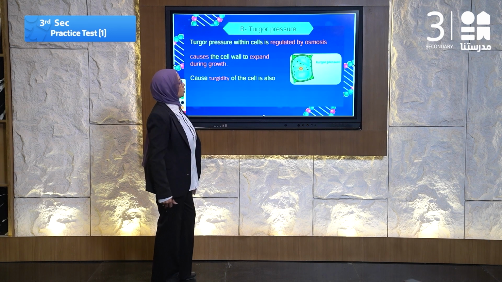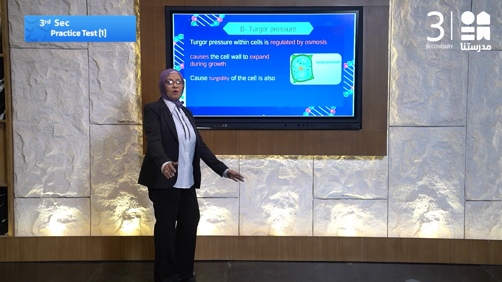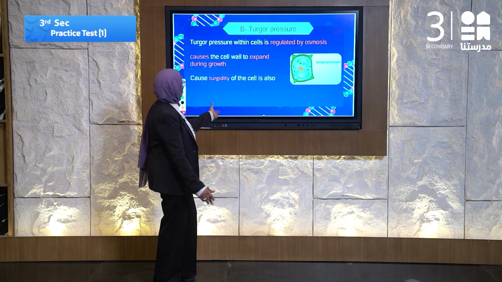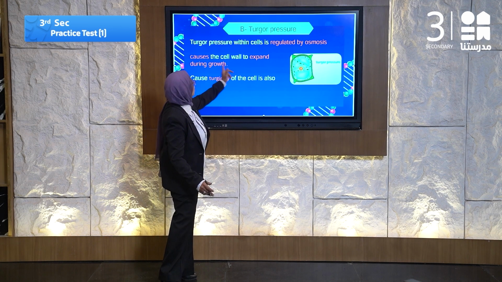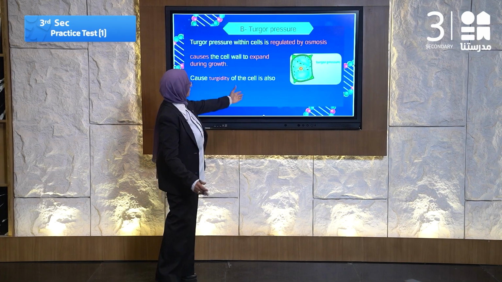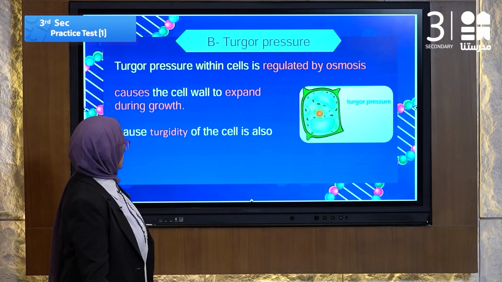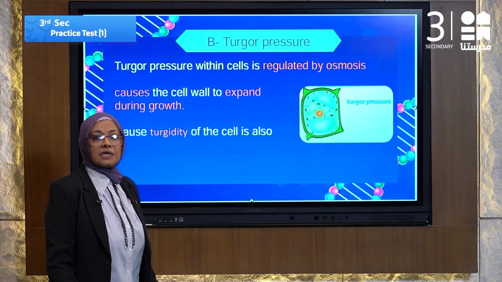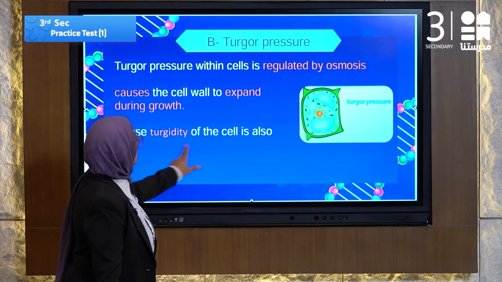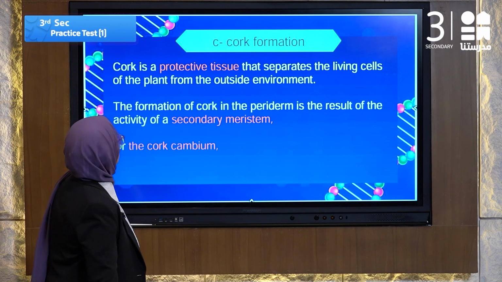The second choice is turgor pressure. What is the meaning of turgor pressure? What does it depend on? It depends on osmosis. Osmosis causes the wall to expand during growth, and it gives turgidity to the plant also. So it's not the choice.